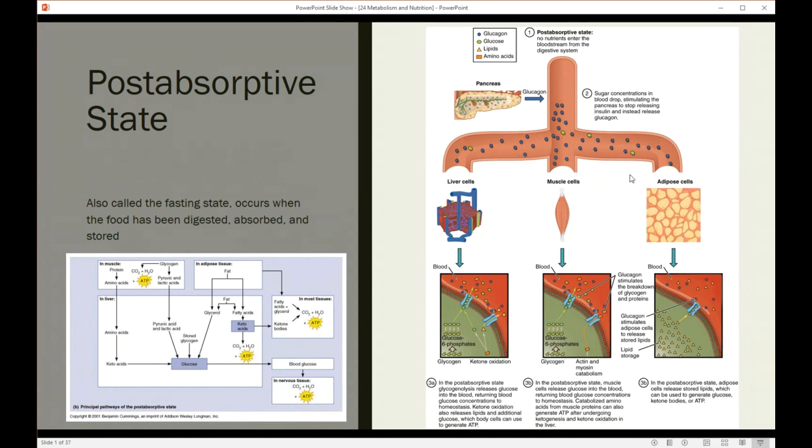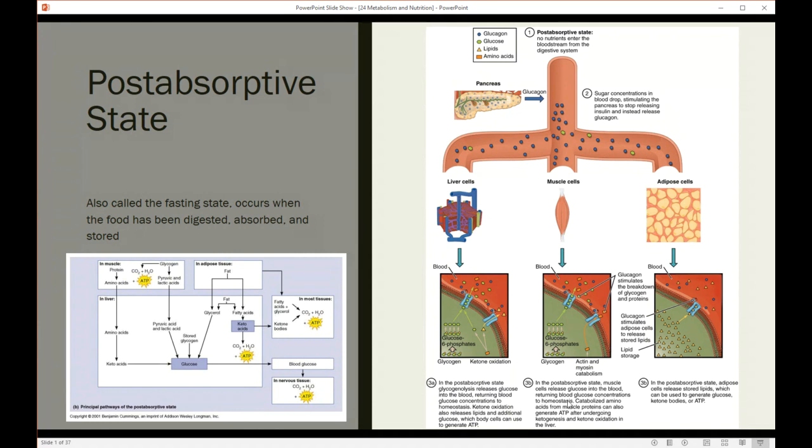When that happens within our liver cells, we're going to do glycogenolysis. We're going to break down that glycogen and release the glucose into the blood. We can then return that blood concentration up to normal. You can also do ketone oxidation, which is going to release the lipids and additional glucose. Those body cells can then use that to generate ATP.